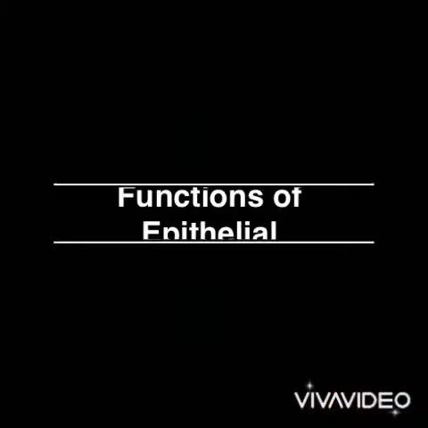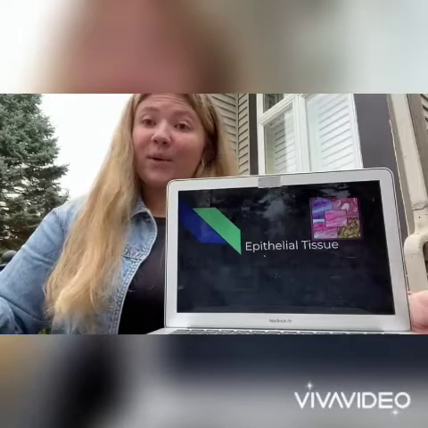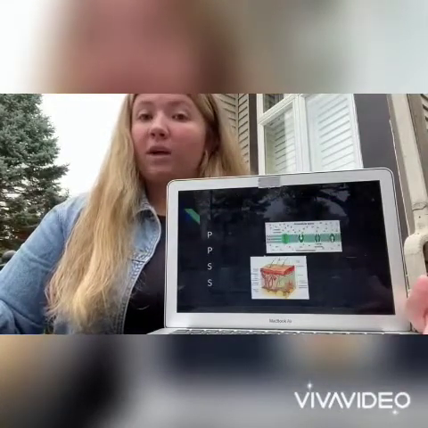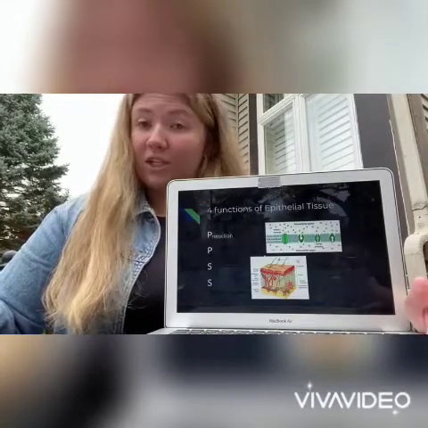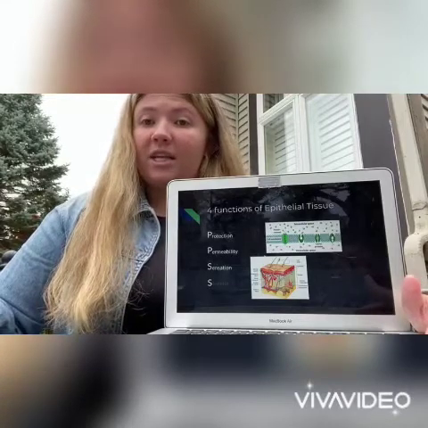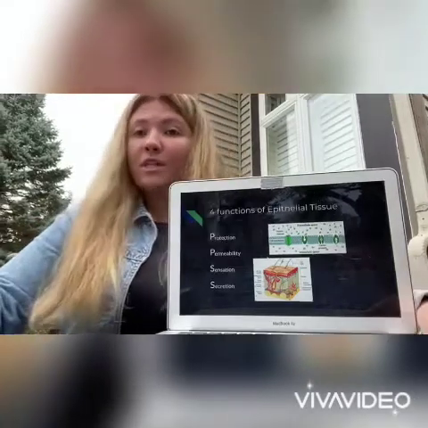Different types of tissues: epithelial, muscle, connective, and nervous. We are focusing on epithelial. Today we're going to be talking about epithelial tissue. There are 4 types of epithelial tissue functions: protection, permeability, sensation, and secretion. We're going to start with protection.